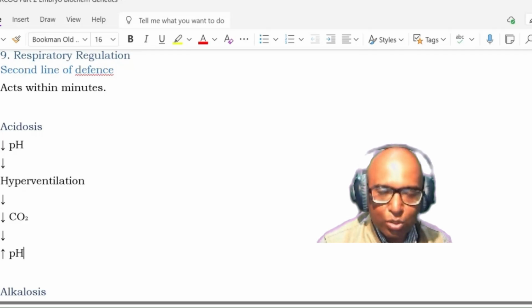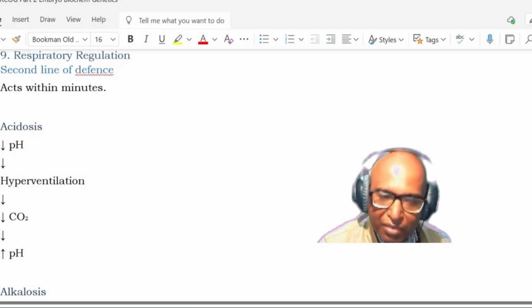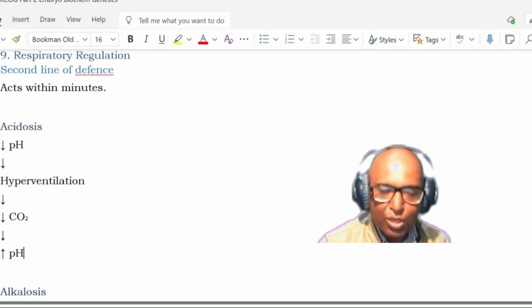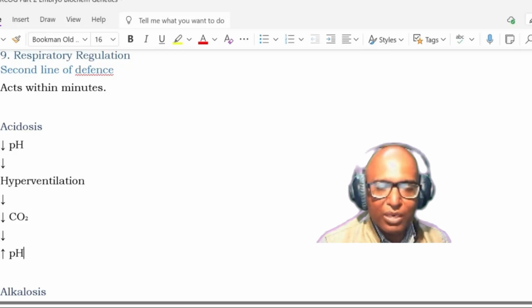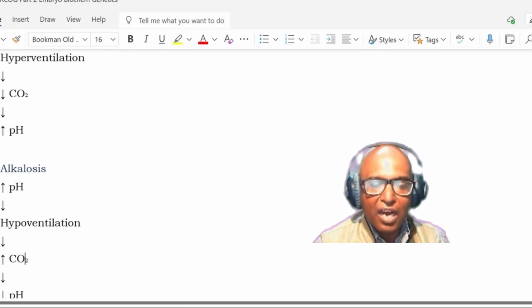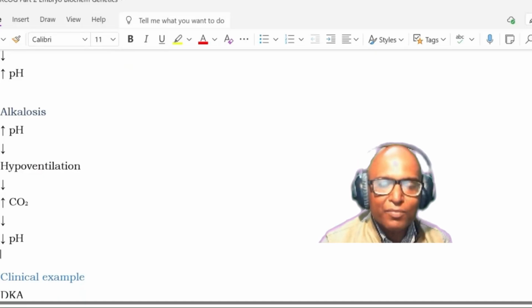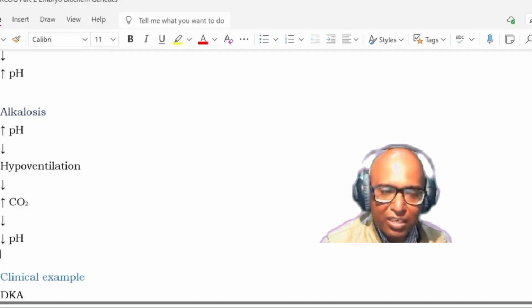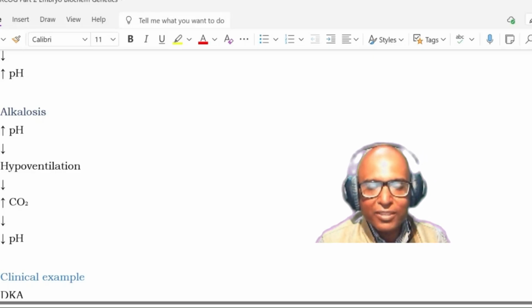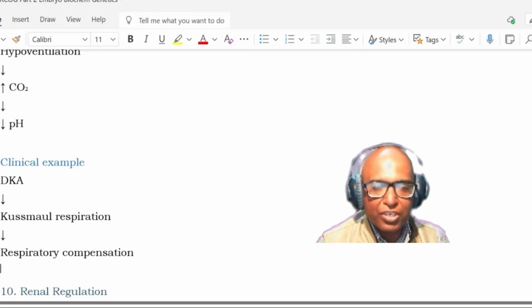When there is acidosis, the pH will be reduced. If the pH is reduced, there will be hyperventilation, because of which CO2 will be washed out and pH will be raised. So there will be a reduction in the CO2 level and pH will be increased. In alkalosis, the pH is increased, that leads to hypoventilation, that leads to increased PCO2, that leads to reduced pH. That is how the respiratory compensation comes into the picture.